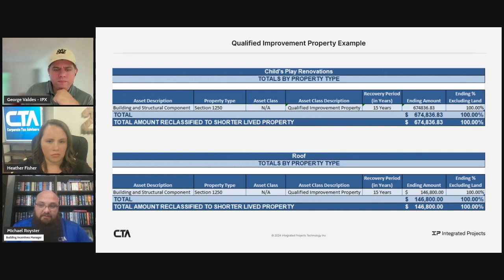So they invested $675,000 into one tenant's property, and they're able to move that all into 15-year. And then they replaced the roof of one of the buildings that's on the property, and that $146,000 that would go for a 39-year property that you just have to wait to depreciate, they're able to take 80% of that in the first year, and then the rest of it just gets divided out over the next 14.